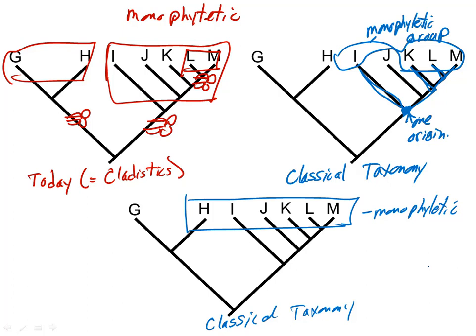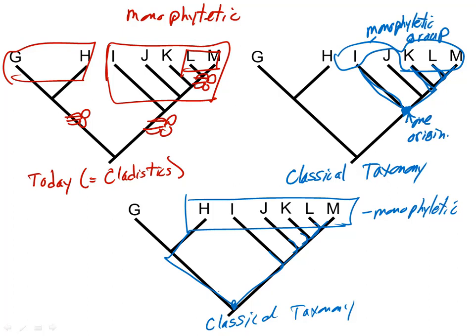So why is it monophyletic? Let's look at the ancestor here, and we can trace it up, and we see that all of these lineages come from that ancestor, and so does this one. G is excluded, but that's okay.